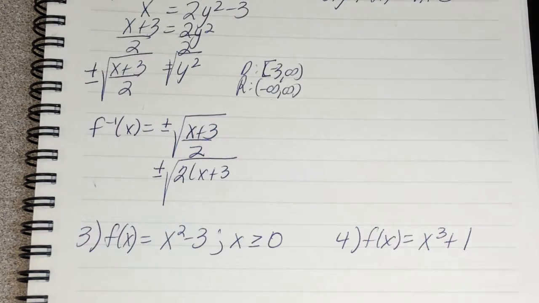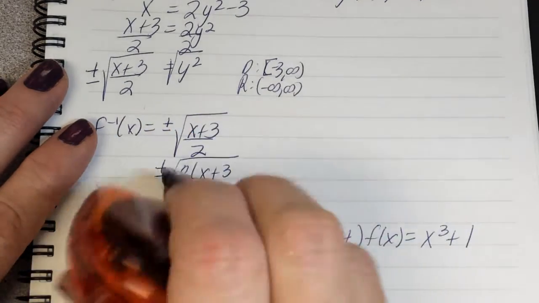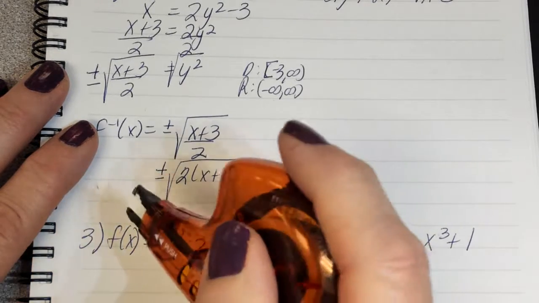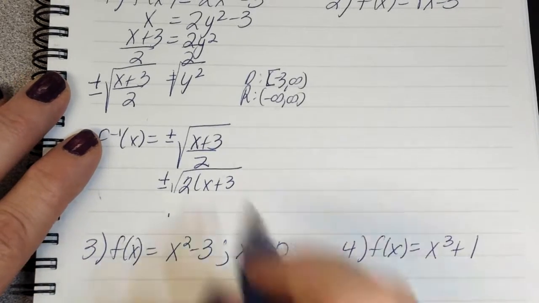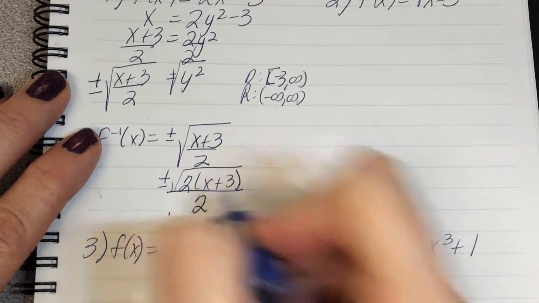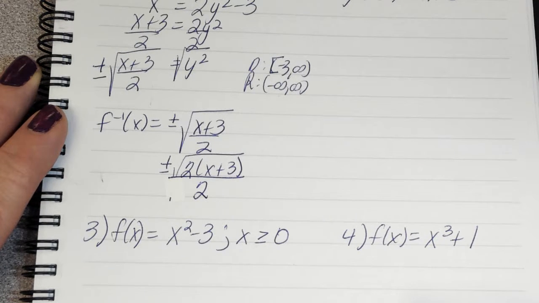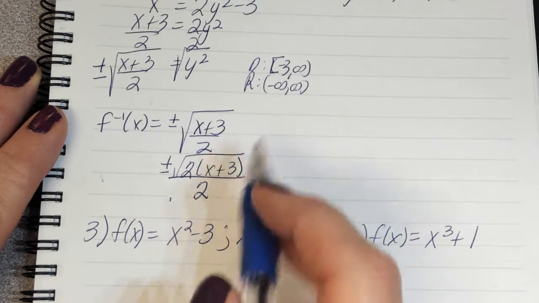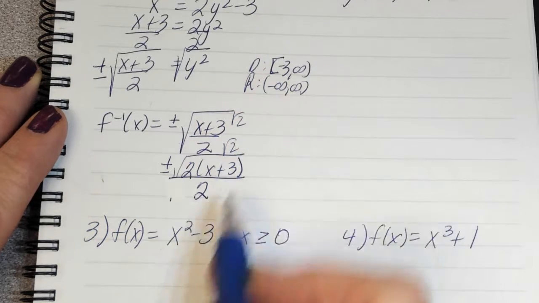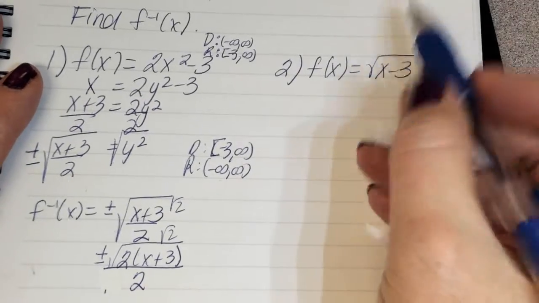How did I get this answer here? What did I do? Can you see all I did was rationalize the denominator? This is over radical 2, so I multiply the bottom by radical 2 and the top by radical 2, and that would be another way of writing that answer. Okay, rationalized.